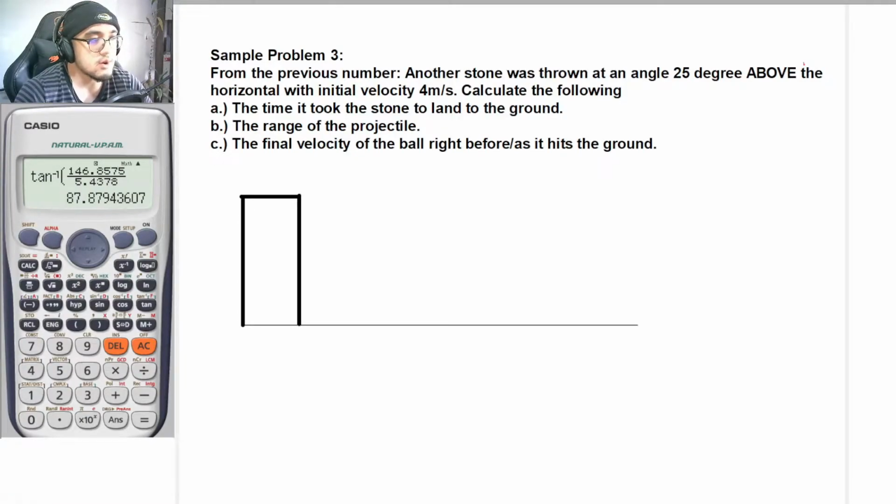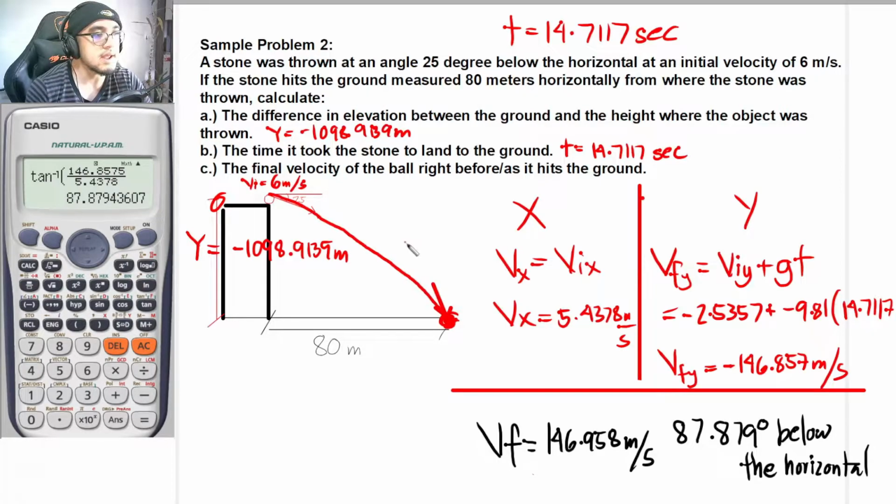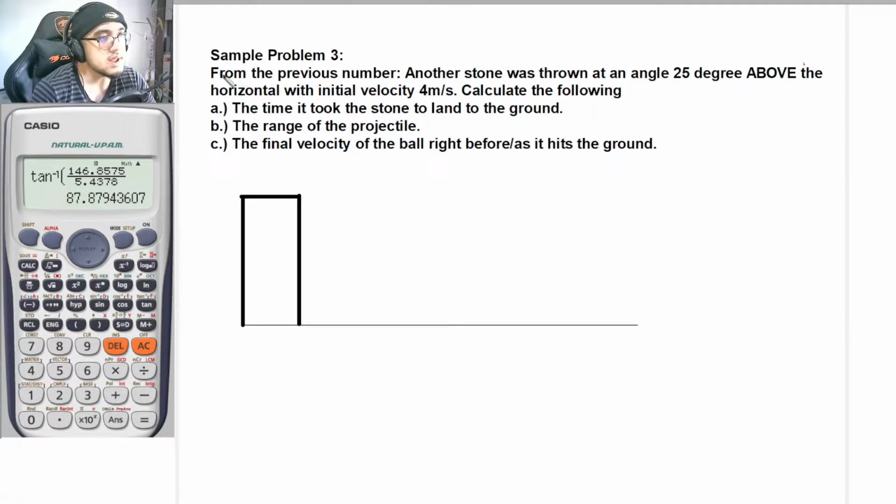Okay, so let us now solve another problem, and this time we would be dealing with a projectile that is to be thrown at an angle above the horizontal. And a disclaimer: this problem is dependent upon our answer in the previous problem. So, it is said here that from the previous number, another stone was thrown at an angle of 25 degrees above the horizontal with an initial velocity of 4 meters per second. And we will now be calculating for the following.